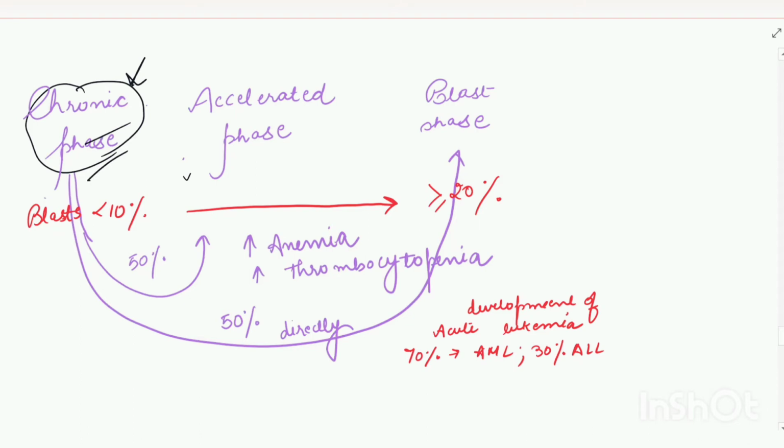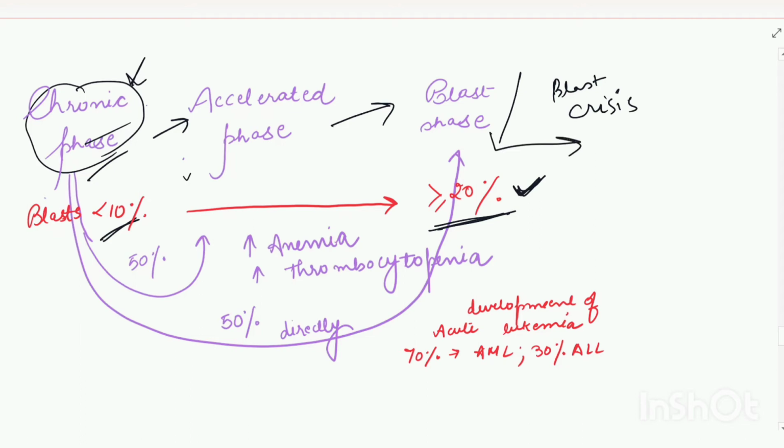In this phase, the myeloblast percentage is less than 10%. As the severity of the CML increases, the phase advances and the number of blast cells also increases. In the blast phase we have more than 20% blast cells, which we can also call blast crisis, and it is very difficult to manage in this phase.